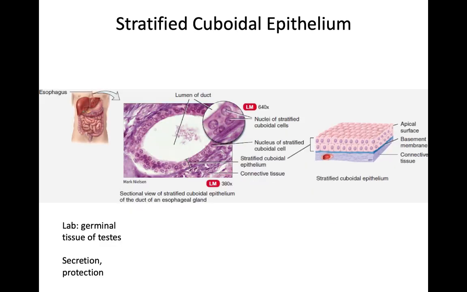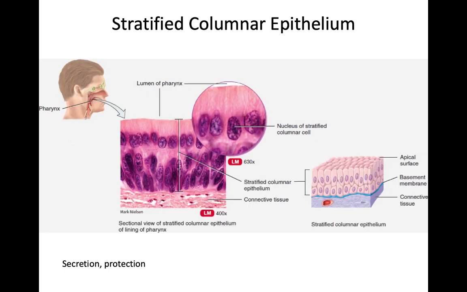Stratified cuboidal epithelium is when you have more than one layer of cuboidal cells. The function of this type of epithelium is secretion and protection. An example of where you would find this would be in the testes or in the esophagus. Stratified columnar epithelium is when you have two layers of columnar cells. The function of this type of tissue is secretion and protection, and an example of where you would find this would be in the pharynx, behind the oral cavity.